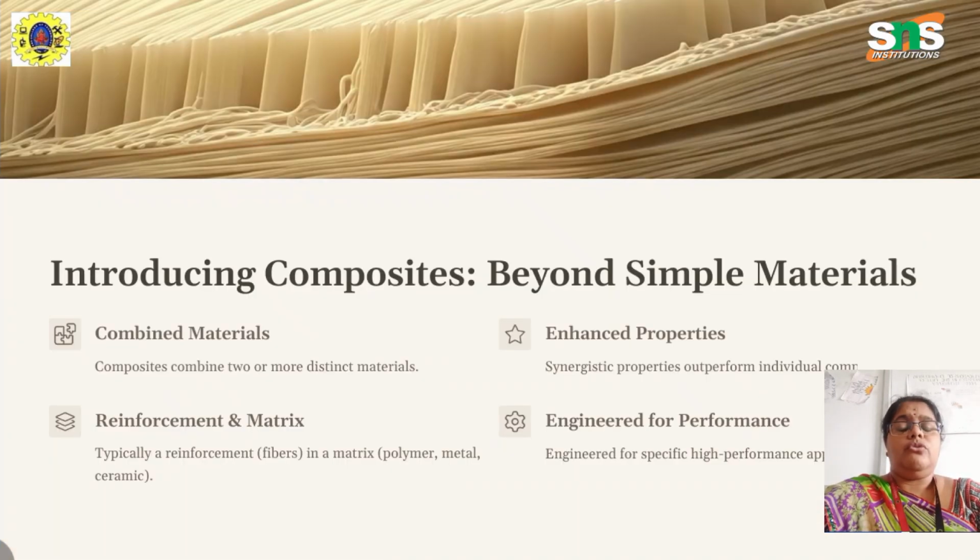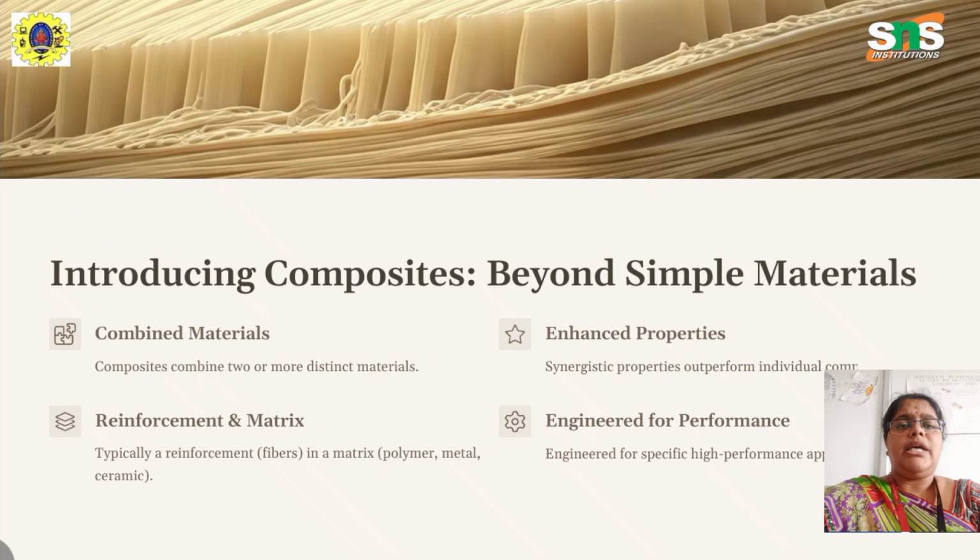So how will you introduce composites? A composite is not just a simple material. It is not made up of a single material like a polymer. It is a combined material, that is, two or more distinct materials are combined to form a composite material. This is done to enhance the properties, so that they outperform the individual components.